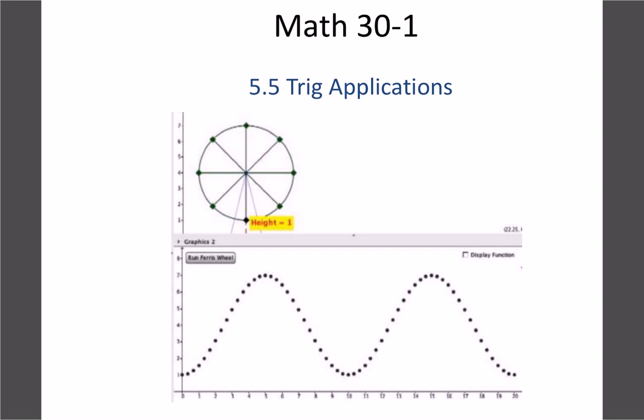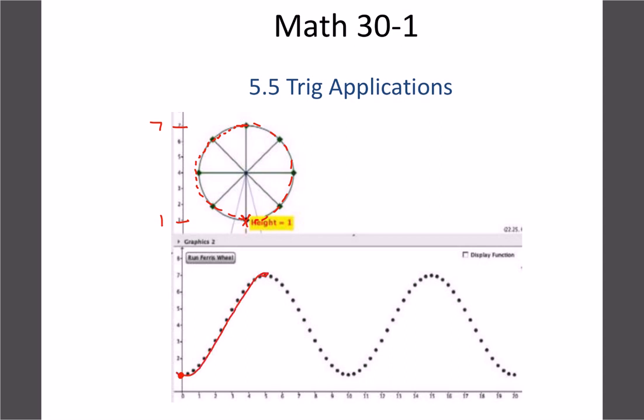So if you were a person going on the ride, you would get on at the bottom. You can see we're at a height of 1. And as you ride the ride, you go around the Ferris wheel. You get to a height of 7. And then you would come back down to start all over again. So if we were to actually graph that, you could see we start at height of 1 at time 0.